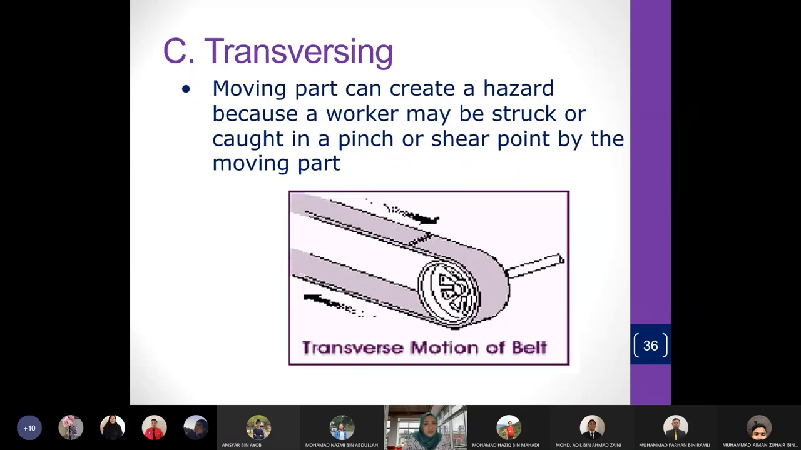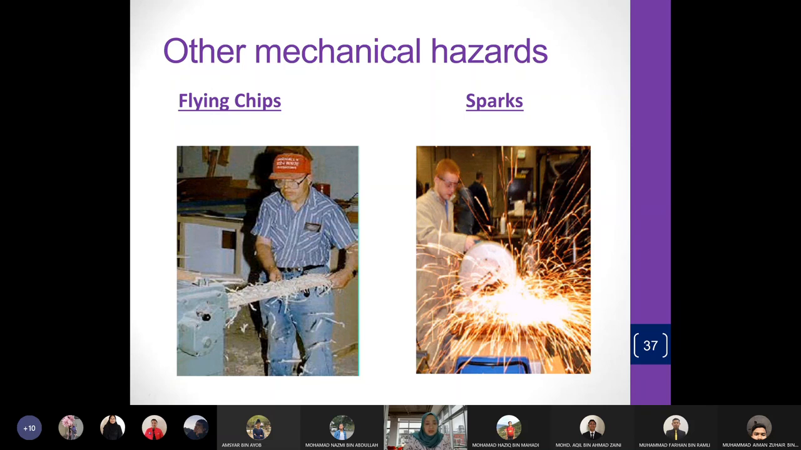Okay, transversing is a moving part that can create a hazard because a worker may be struck or caught in a pinch or shear point by the moving part. So this is a transverse motion of a belt. And then there are also other mechanical hazards besides losing a body part, especially in the cutting motion. There are the flying chips, like wood chips, and if you're cutting metal, it can create sparks. This is the reason why you need to have PPE or eye protection from these hazards.